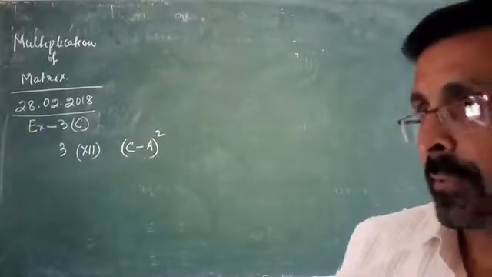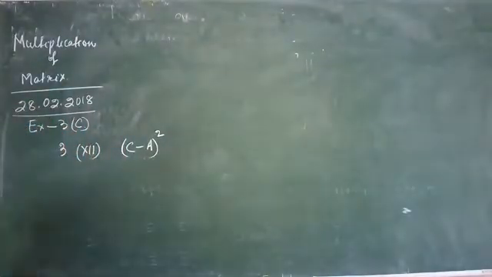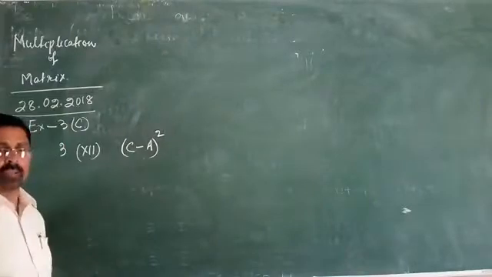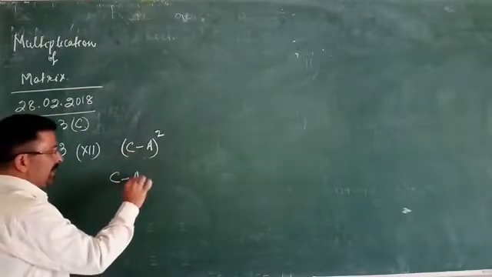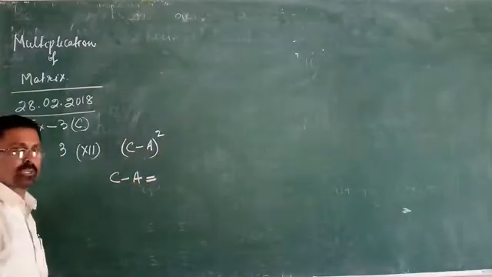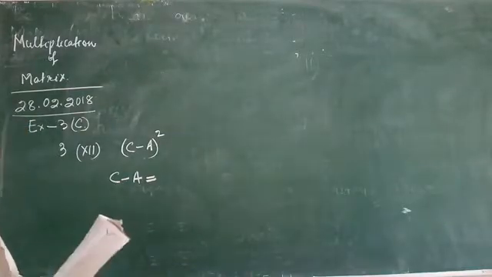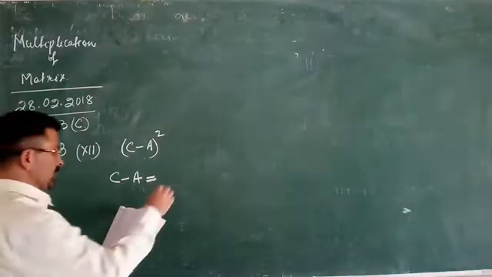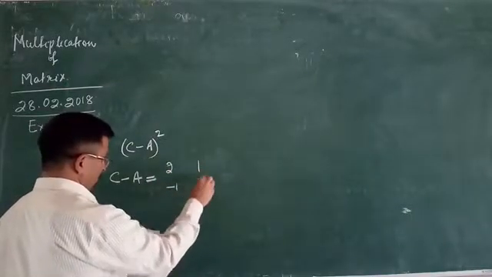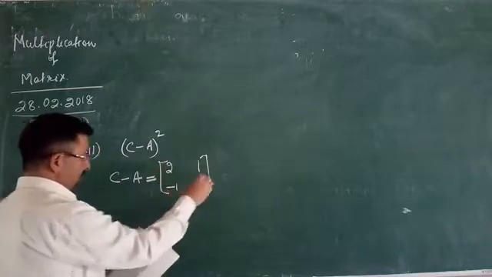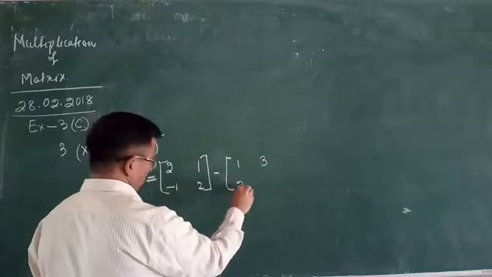This is (c minus a) whole square. What we will do is, first of all, we will try to find the value of c minus a. We will not look at the exponent term. We will only find the value of c minus a. And we know that c and a are two matrices, so we have to find the difference of these two matrices. We will see from the question what c and a are. So c is 2, 1, negative 1 and then 2. And then a is 1, 3, 2, 1.